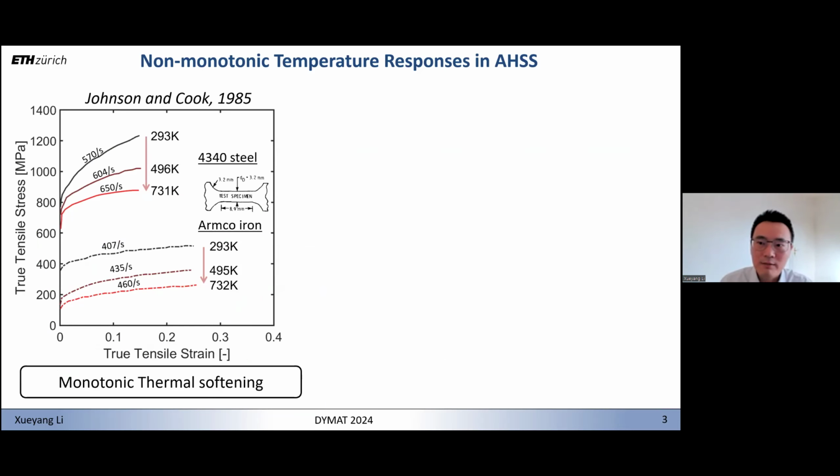What really motivates us to look into advanced high-strength steels, these automotive steels? On the left-hand side is the data from the famous paper of Johnson Cook. Here I plot the true stress, true strain curve from 4043 steel and Armco iron. You see that, as expected, with the increase in temperature, there is a drop in the flow stress. People usually refer to this as monotonic thermal softening. However, this is not the case for advanced high-strength steels, automotive steels.